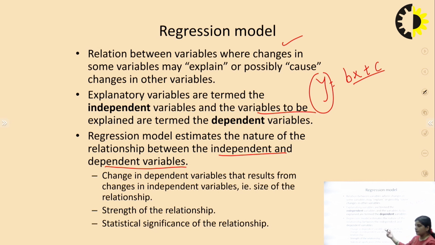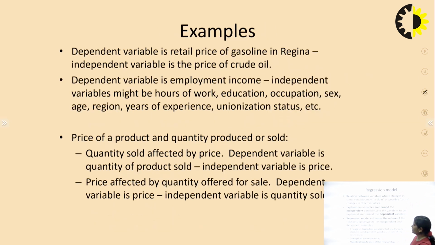So the change in dependent variables that results from changes in independent variables: the size of the relationship, the strength of the relationship, and the statistical significance of the relationship. These three are the basic parameters which can be identified by using the regression model, that is, from which independent variables, from which size of the relationship, what strength, and what statistical significance the changes in the dependent variable are caused. So these three parameters can easily be identified by using the regression model.